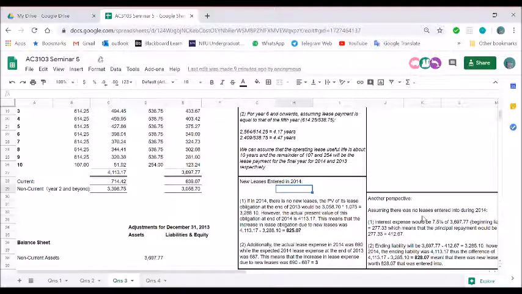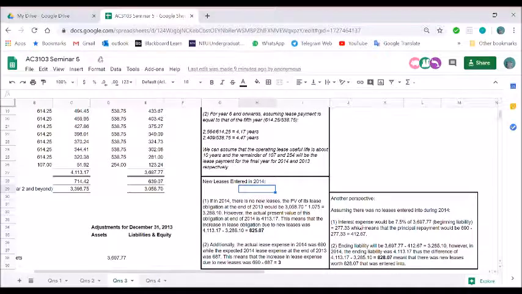So another perspective to look at to calculate the new leases entered in 2014 would be to firstly assume that there were no leases entered into during 2014. And therefore, we can calculate the principal repayment by firstly finding the interest expense, which would be 7.5% of the beginning liability over here, which gives us a value of 277.33. And therefore, our principal repayment would be the actual lease expense 690 minus 277.33, giving us a value of 412.67.